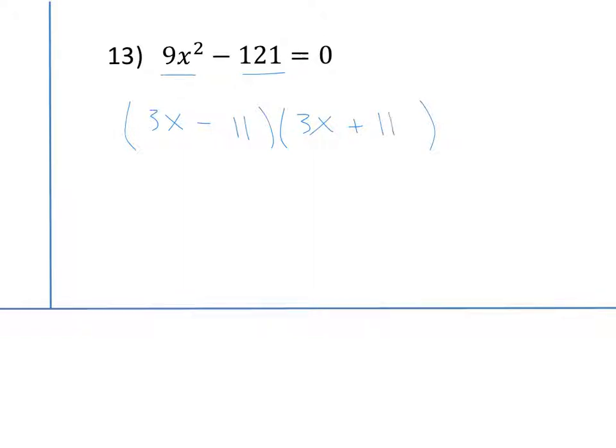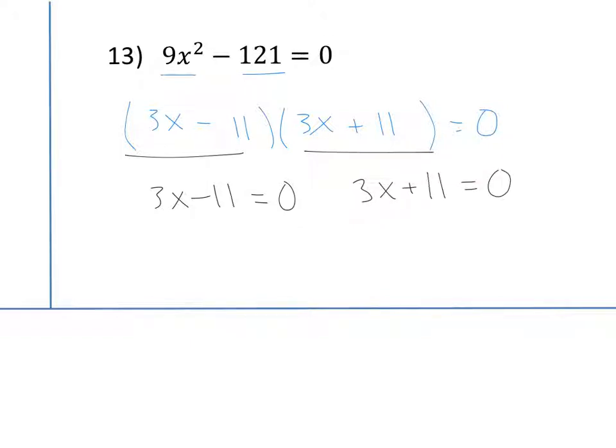And then I have to set those equal to 0. So I'm setting both equal to 0. And if you'll notice here, you'll actually get the same numerical answer. It will just differ by the sign. So one will be positive, one will be negative. So I'll add 11, get 3x = 11, divided by 3. So I get x = 11/3 right there.